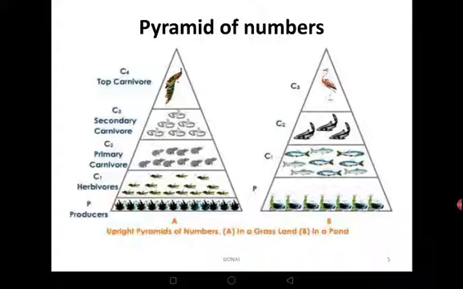Let's start with the first one, A. From there you can see the producers there, P, and their bar is longer. Then we have the herbivores, which are the primary consumers, and their bar is on top of the producers and slightly smaller and shorter. Then we have the secondary consumers, which in this case are the primary carnivores, on top of the herbivores. Then we have the secondary carnivore, which is now the tertiary consumer, and then we have the higher level consumers on top.